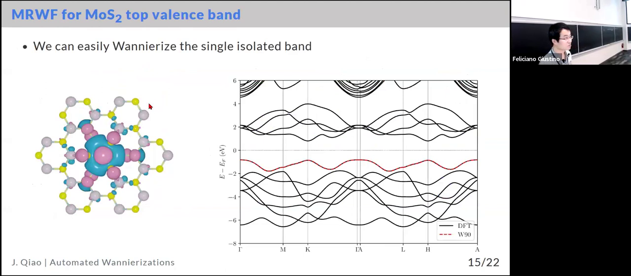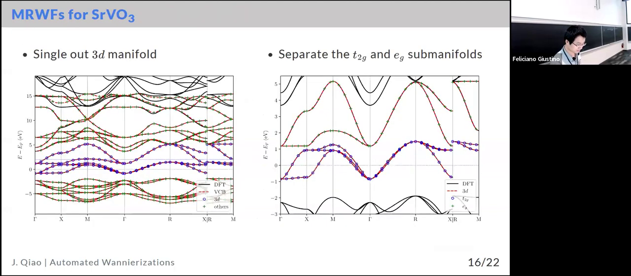We can even do some strange Wannierization, like the top valence band of MoS2, and then you will have this quite interesting shape of Wannier function. Of course, it's a little bit more delocalized because we have only 1 band to do the maximal localization, so there's less freedom to localize the orbital. And if some people are interested in strontium vanadate, which is a quite interesting material for DMFT people, we can apply our method to single out the 3d manifold from all the remaining bands, and also separate the t2g and eg submanifolds from the 3d Wannier functions.